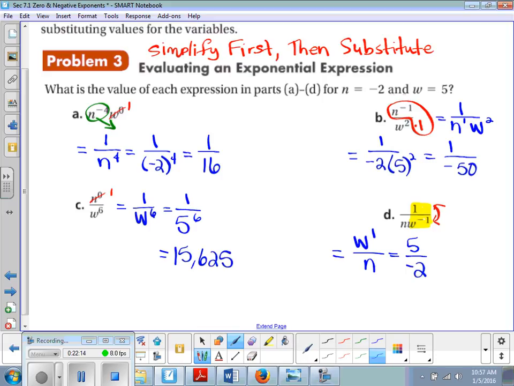Okay? You might see in the textbook, when you check your answers, you might see decimals. So you can write negative 2.5.